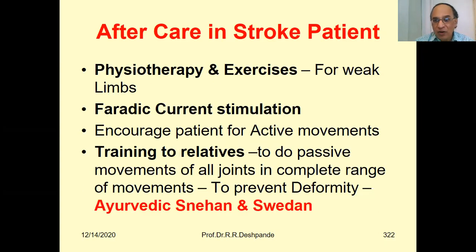Physiotherapy and exercises for the weak limbs. Faradic current stimulation is necessary. Encourage patients for active movements as early as possible. Training to the relatives to do the passive movements. Move the hand, passive. Patient cannot move, but you do something. Give him some ball, press it, compress it, shake hand, press it. So passive stimulation should be there. To prevent the deformity, Ayurvedic Snehan and Swedan after acute stroke is over, immediate Ayurvedic hospital admission is there.